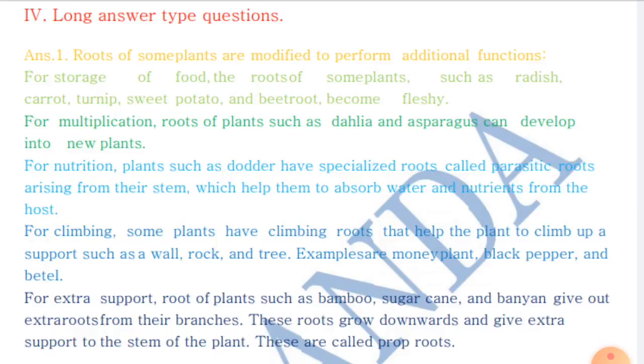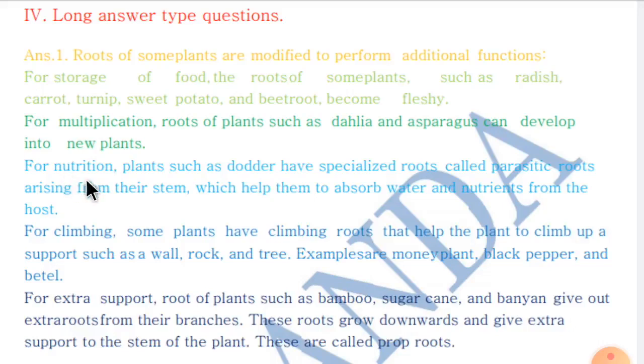Let's see the long question answer first. Describe with examples how roots are modified for additional functions. So the answer is, roots of some plants are modified to perform additional functions, like for storage of food, for multiplication, for nutrition, for climbing, for extra support. So for storage of food, the roots of some plants such as radish, carrot, turnip, sweet potato and beetroot become fleshy. For multiplication, roots of plants such as dahlia and asparagus can develop into new plants.